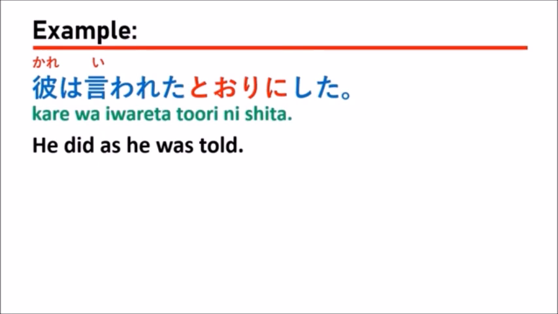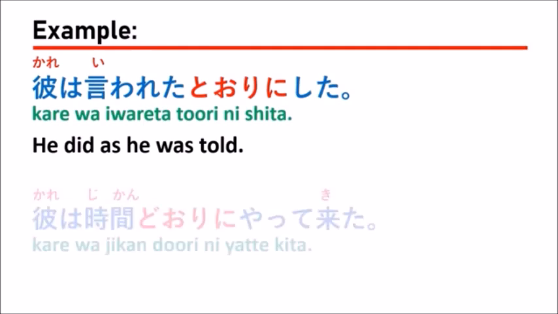So you can use it the same like this. So what you should remember: tori ni is used with what verb? Here our verb is iwareta, which is in the past tense, so it's okay.